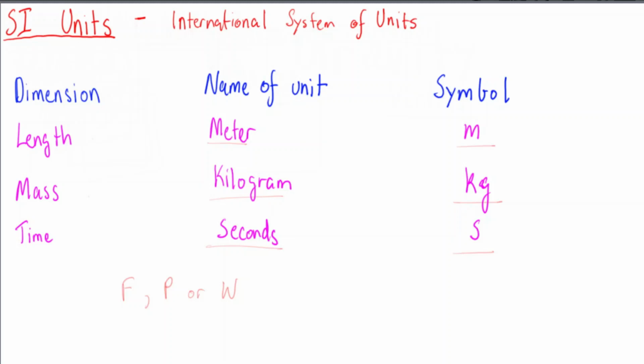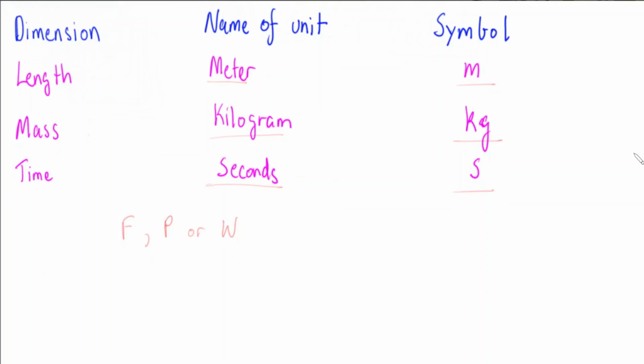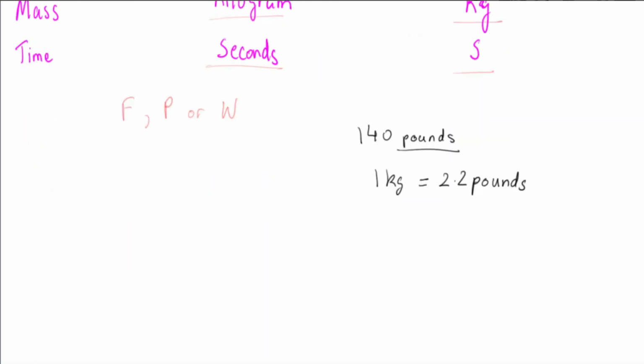Let's say we stepped on the scales and the scales read 140 pounds. How would we express this mass in SI units? Well, if we did a quick Google search, we would find that 1 kilogram is equal to approximately 2.2 pounds. So to convert from pounds to kilograms, I would have to divide my mass in pounds by 2.2 to get me a kilogram value. And that would look something like this.